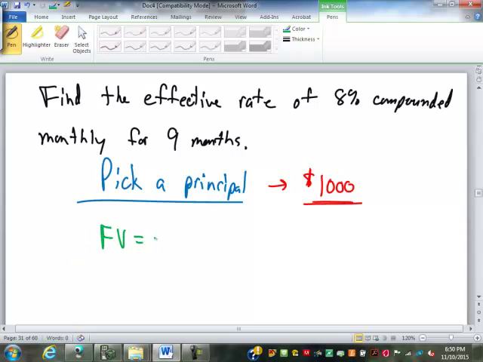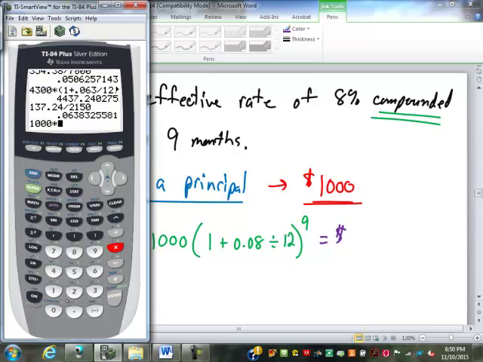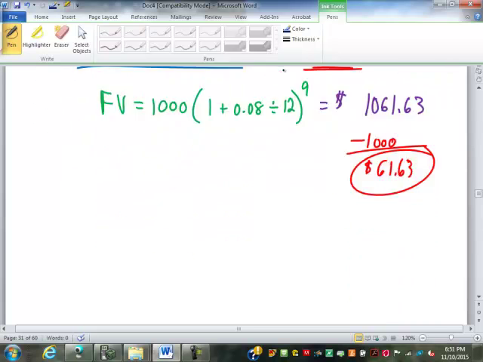So our future value, we're going to use the $1,000 times 1 plus 0.08 divided by, compounded monthly, so divided by 12, to the power of, monthly for 9 months is how many periods? 9. So 1,000 times 1 plus 0.08 divided by 12, power of 9. We get 1,061.63. Now, of course, I'm going to subtract my principal of 1,000 to get $61.63 of compound interest. So that's the amount of the compound interest, $61.63.